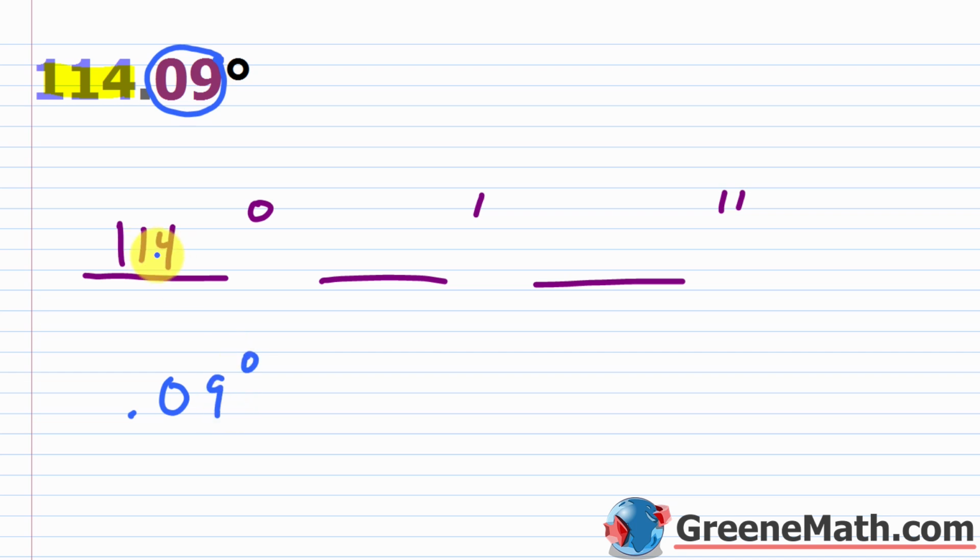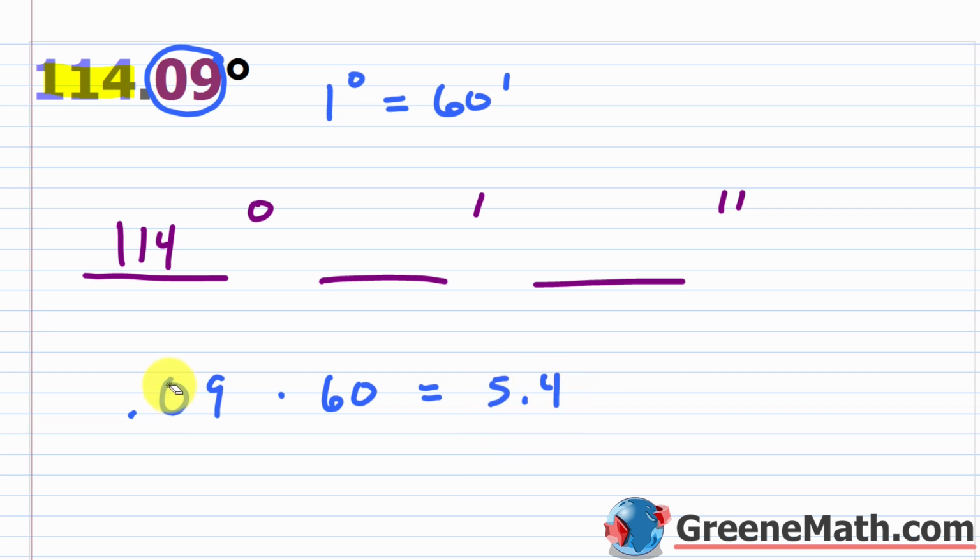Now you want to convert this into minutes first, okay? So remember, 1 degree is equal to 60 minutes. So to get this in terms of minutes, I need to multiply by 60, okay? So I would take this, and let me just erase this. We don't need this. So times 60. This would give me 5.4, okay? 5.4. Now, this now is in terms of minutes.